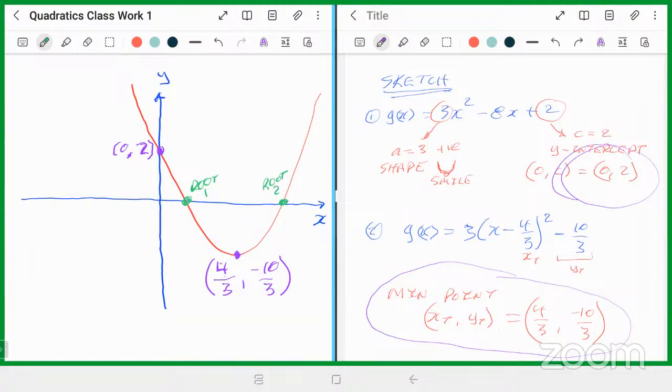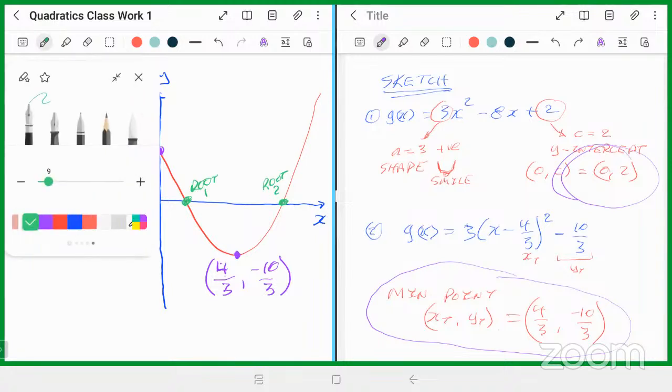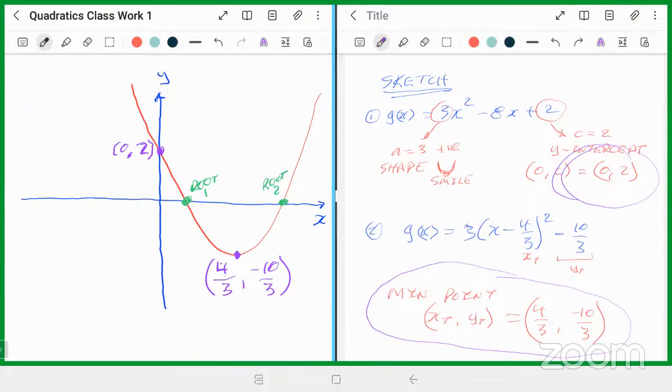But the question also asks for the axis of symmetry. Let's put it on in a different color, maybe in black. Do I have a black here? Black. Let's put it on in black. So the axis of symmetry is a vertical line passing through the turning point here. It's vertical, like the y-axis.